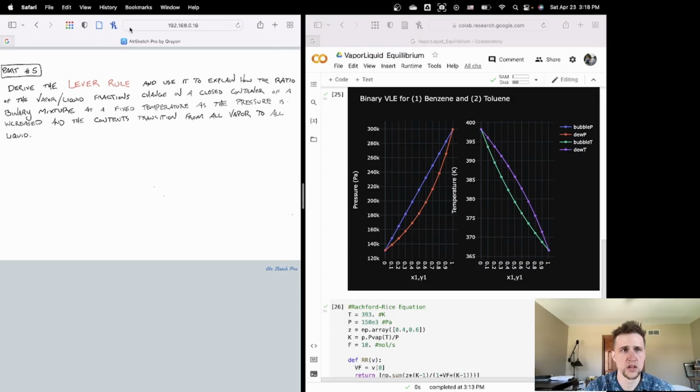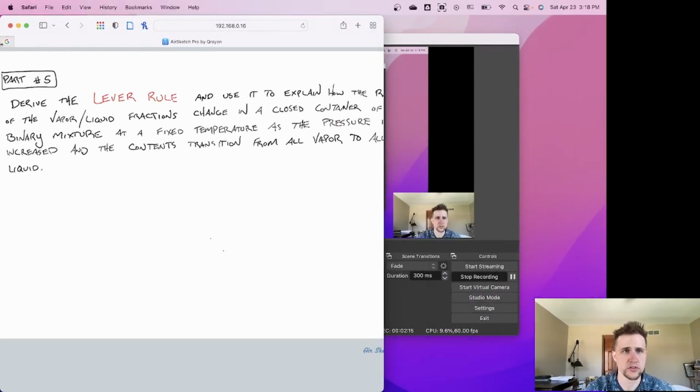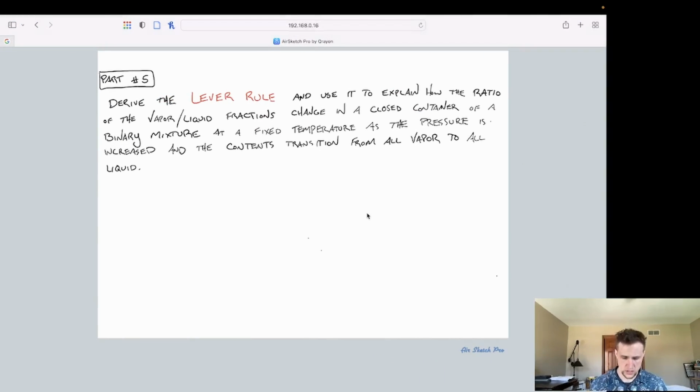Let's go ahead and make this full screen here. So with the lever rule, we have a graph here where we have our x and our pressure. Our temperature is known. We could even say it's at 393 Kelvin. It doesn't really matter. Just the concept is that we have a fixed temperature, and we have our graphs here.